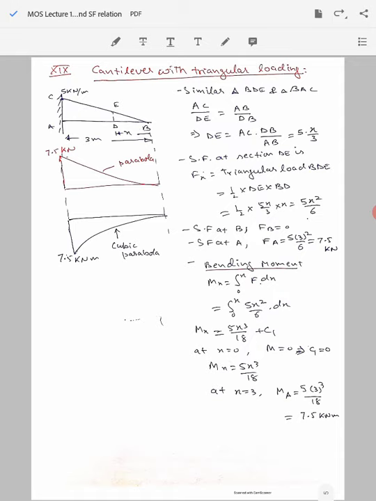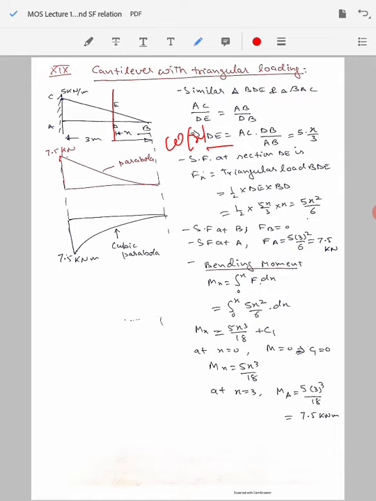For that loading equation, let's take an element at a distance x from the edge B. So this is at DE. You get two similar triangles, ABC and DBE, and from the similar triangle properties we know that AC by DE will be equal to AB by DB. So DE, which is the load W at distance x, is equal to AC multiplied by DB divided by AB.